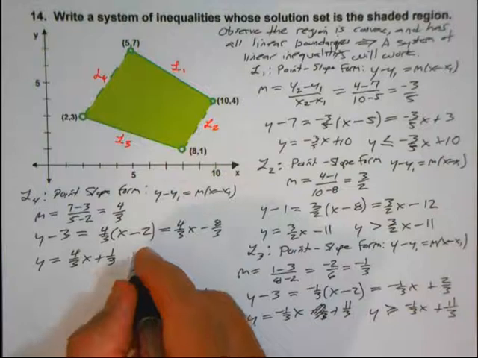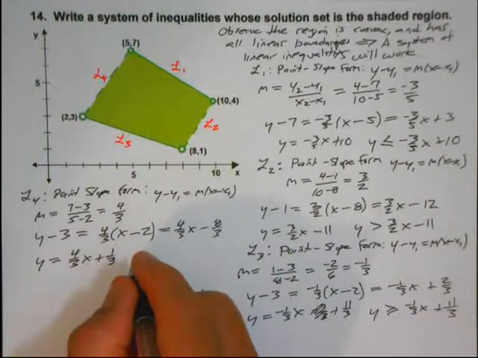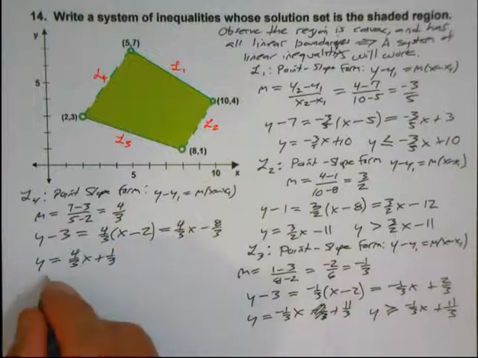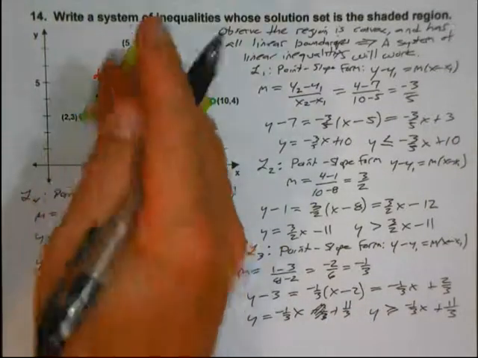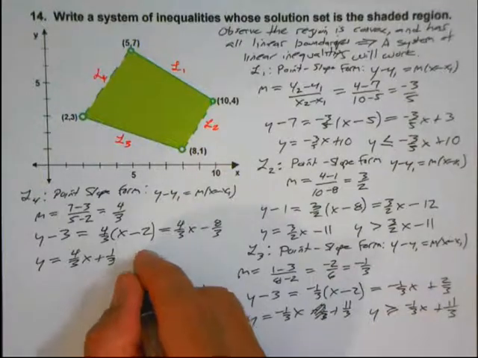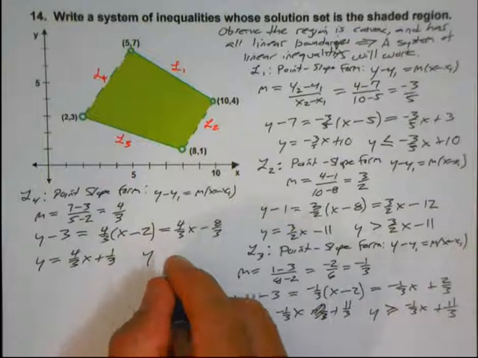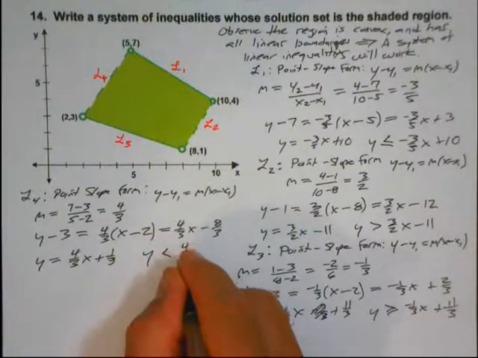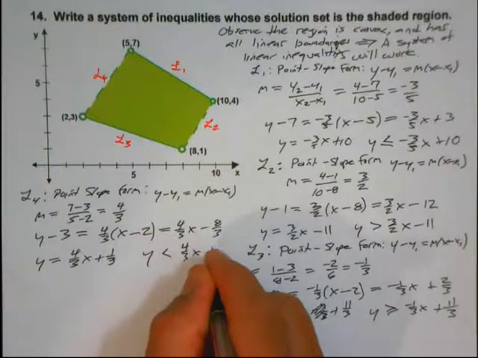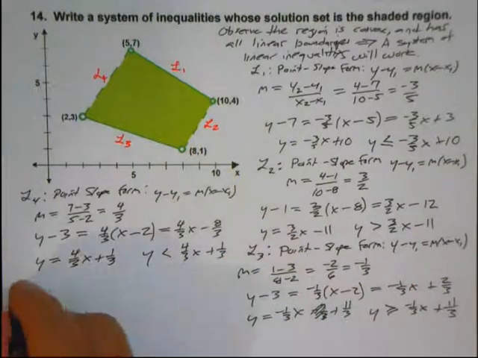Things are looking good. Now we need the corresponding inequality. From here, we can think in terms of needing this to be below the L4 line. So our half plane becomes y less than 4/3 x plus 1/3, with a dashed line only. Okay. Now we're finally ready to write our system.